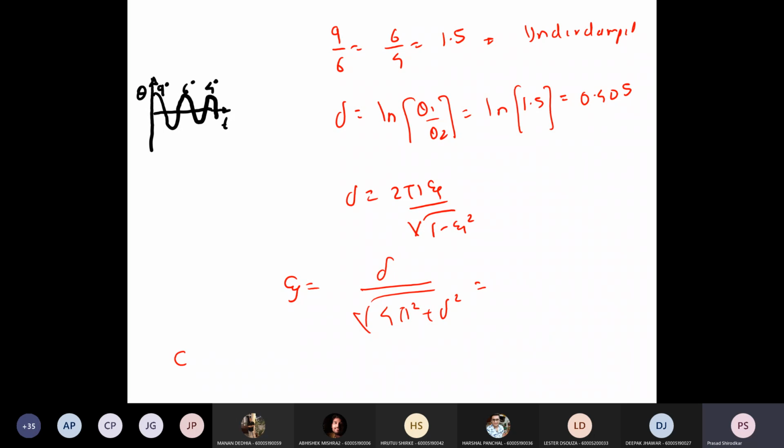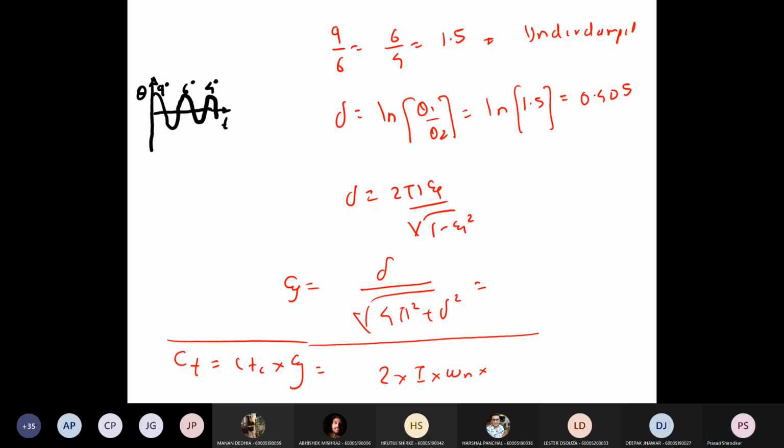So damping coefficient Ct is equal to C torsional critical into zeta. So C torsional critical will be 2 into I into omega n, and this multiplied by zeta. So zeta is 6.5 into 10 raised to minus 2. Yes. So it comes out to 0.0645. And tell me the value of damping coefficient, that is torsional damping coefficient. So 3055.